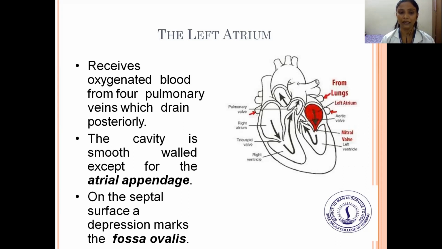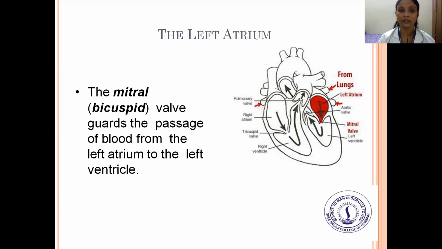Next is the left atrium. It receives the oxygenated blood from the four pulmonary veins which drain posteriorly. The cavity is smooth walled except for the atrial appendage. On the septal surface, the depression marks the fossa ovalis. So you can see that this is the left side of the heart. You can see the aortic valve, mitral valve, left ventricle, left atrium, which is directly connected to the lungs.